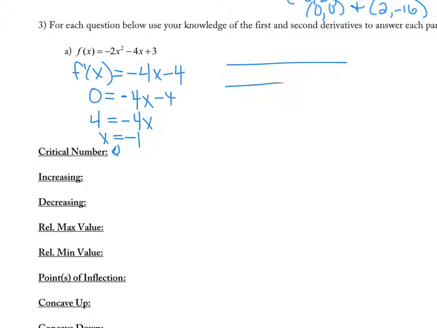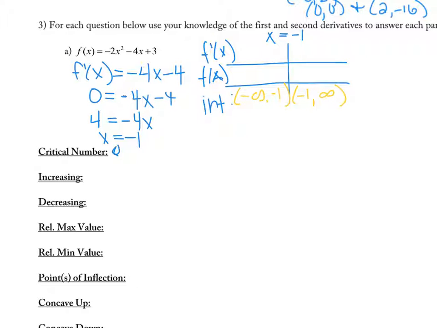So that means we're only going to have one vertical line. We're going to mark that x equals negative 1. This is going to be f prime of x. This is f of x. And then this is the interval. Remember that you guys can go ahead and mark the intervals right away. So negative infinity to negative 1, and then negative 1 to infinity.